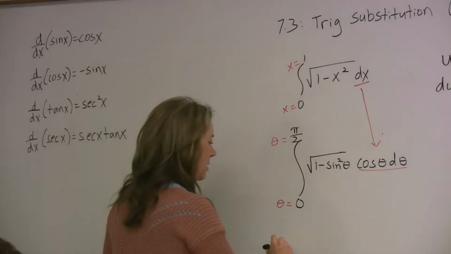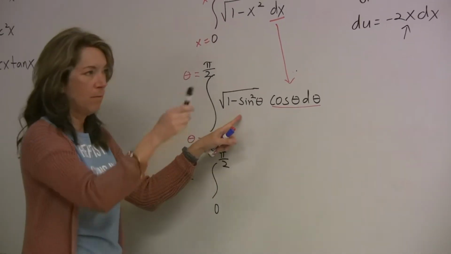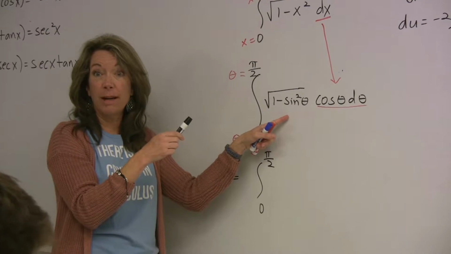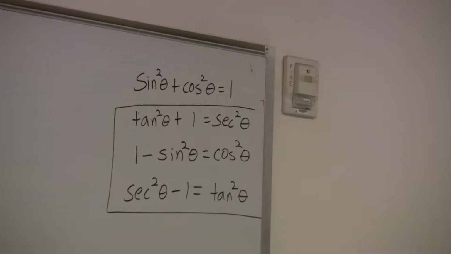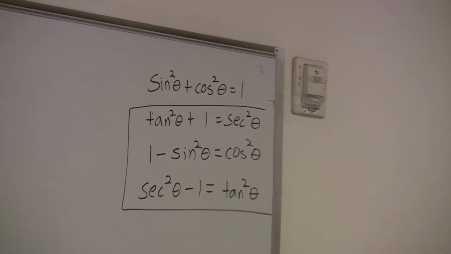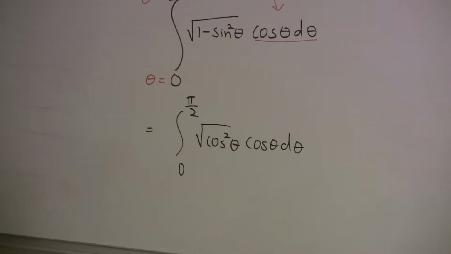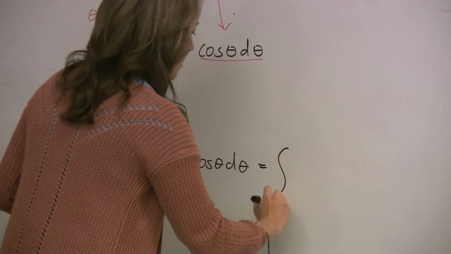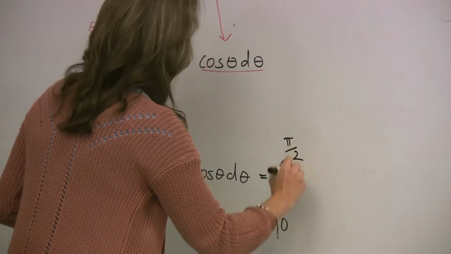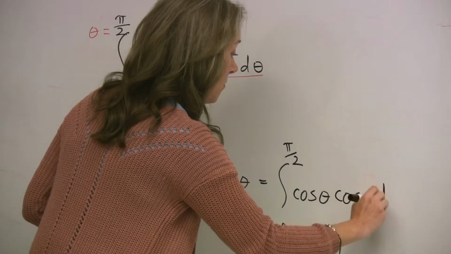So when I simplify this, what is 1 minus sine squared? Cosine squared over there in the corner of the board, right? Remember I put them up there and said make sure you reference those? So this is the square root of cosine squared theta times another cosine theta d theta. What's the square root of cosine squared? Just cosine. 0 to pi over 2. This is cosine theta times another cosine theta.